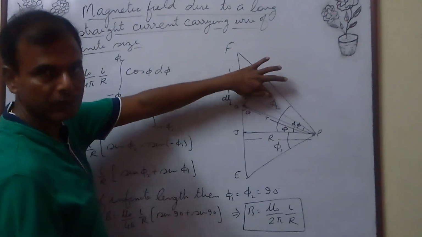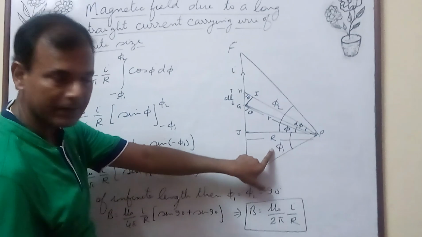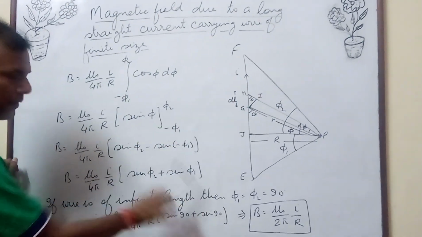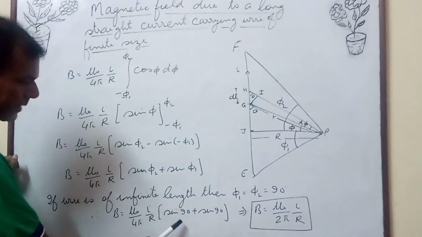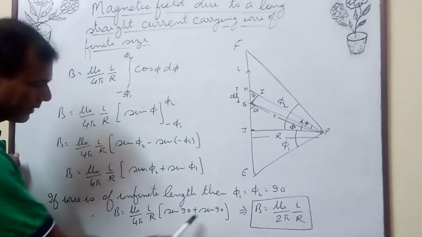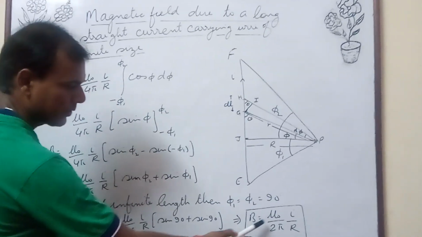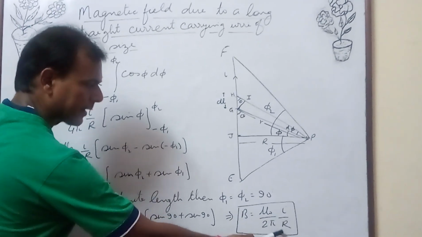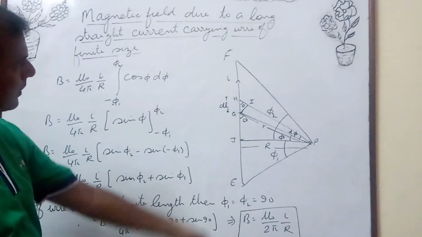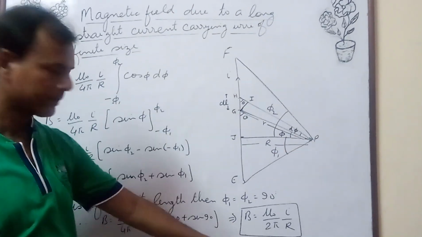then this angle phi 2 will be tending to 90 degree. In the same manner, this angle phi 1 will be tending to 90 degree. Putting this value for wire of infinite length, sin phi 2 becomes sin 90, sin phi 1 becomes sin 90. Now what is sin 90? 1. Putting the value, we get B is equal to mu naught upon 2 pi I by r. So this is the formula for magnetic field due to a current carrying wire of infinite length at a distance r from it.